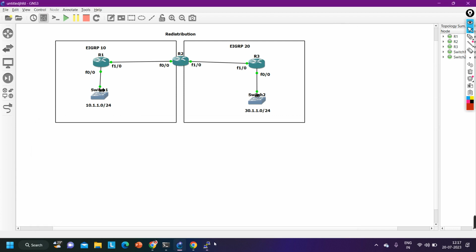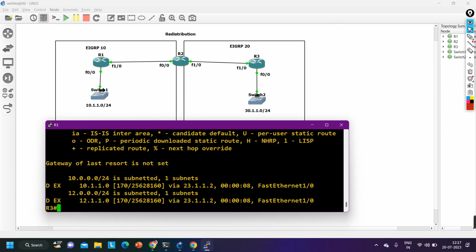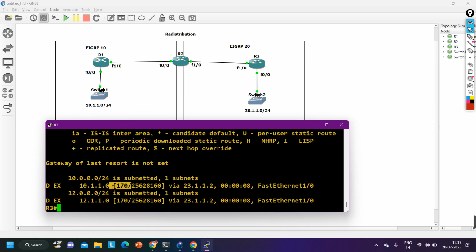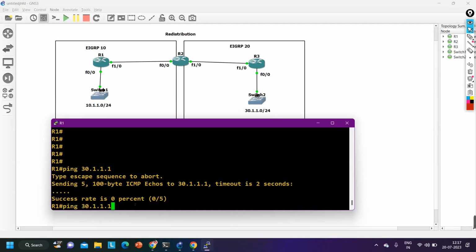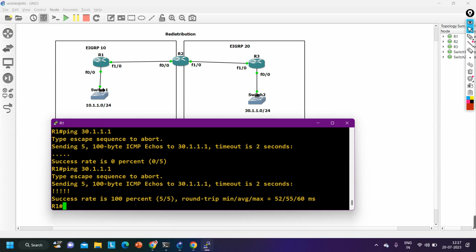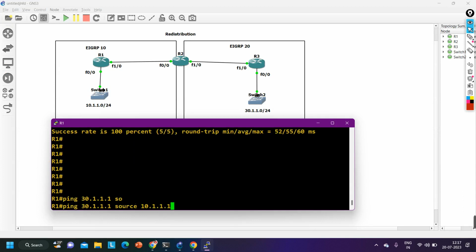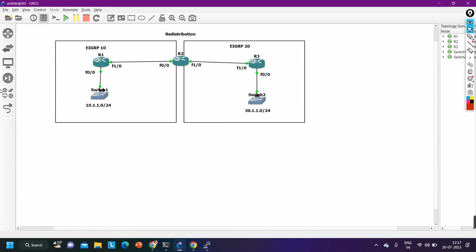Right now on router number 3 also you can verify. So show IP route EIGRP, router 3 is also receiving this 10 prefix with AD value 170, and now these two LAN users can communicate with each other. Ping this one, you can see now ping is working. So this is how redistribution works. Source 10.1.1.1, it is working. What happened? Is it clear? Yes.